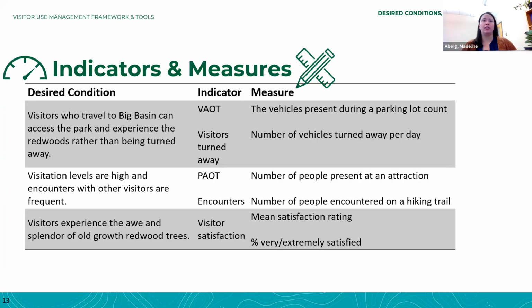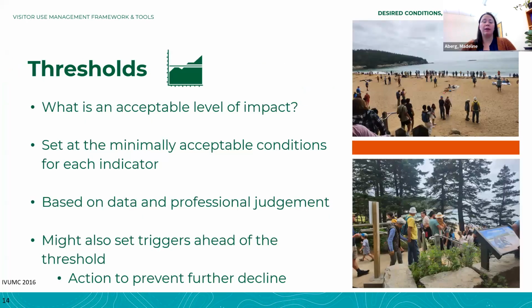And these, sorry to go backwards, these indicators and measures are what you would base your monitoring program around. When we're thinking about this, we can also think about thresholds, which are set for each indicator. To set a threshold, we ask what is an acceptable level of impact? And then the threshold would be the minimally acceptable conditions for each indicator. These are typically set using data and professional judgment. So it's typically not advisable to set these ahead of data collection.